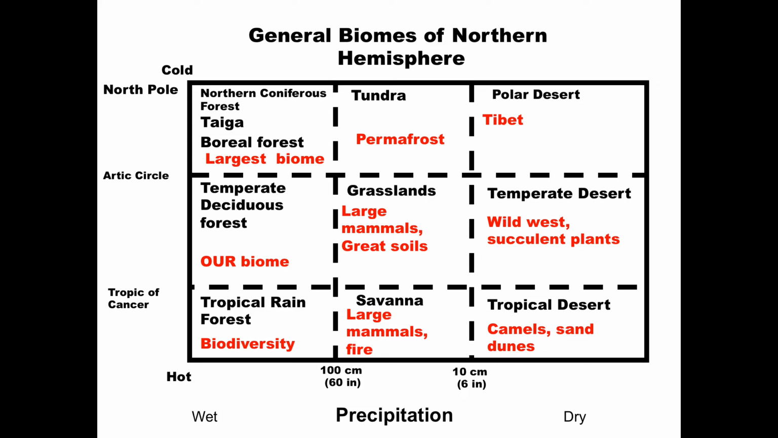So that is basically the Northern Hemisphere biomes. Again, geography is going to play a part in this, so we could have a mountain range that's going to mess up our general rule of thought, but this is what we use to predict which biome we're going to have, where we're going to find it.